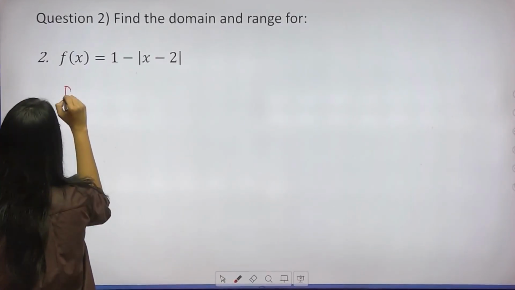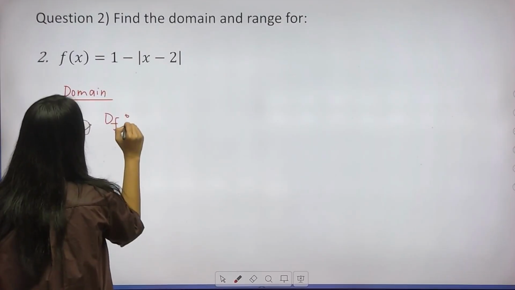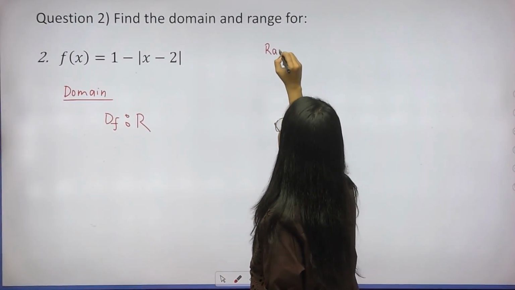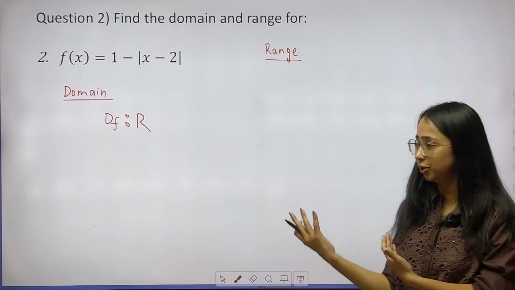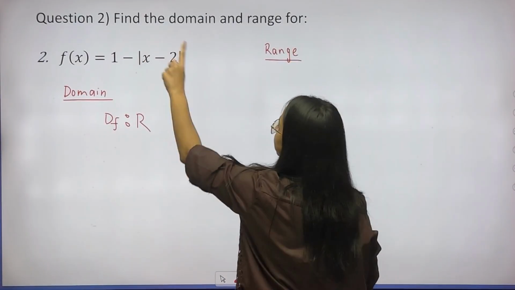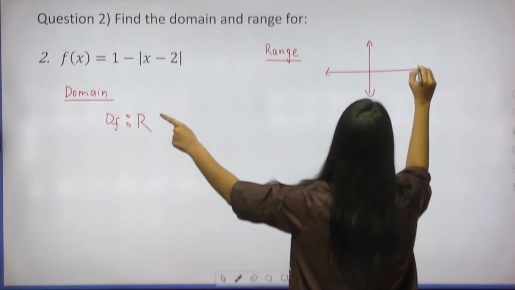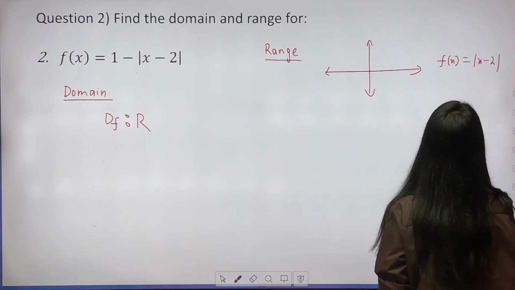Again, for finding the domain. What will be the domain? Domain will be all real numbers. Okay. Let's find the range. Okay. So for finding the range, let's first draw this particular function. Okay. So first of all, we'll draw f of x is equal to modulus of x minus 2.